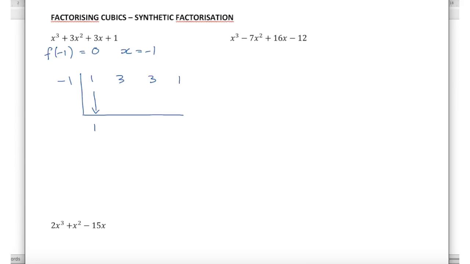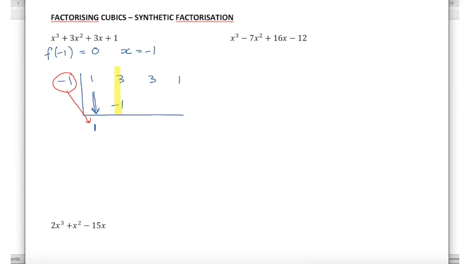Okay, now what we're going to do is make sure we bring that 1 down and place it at the bottom. Our next task is we're going to use this value x as -1, which we know is a root for our cubic, and we're going to say -1 times this value 1 is -1, and we're going to place that under the 3. Now we're going to add this column.